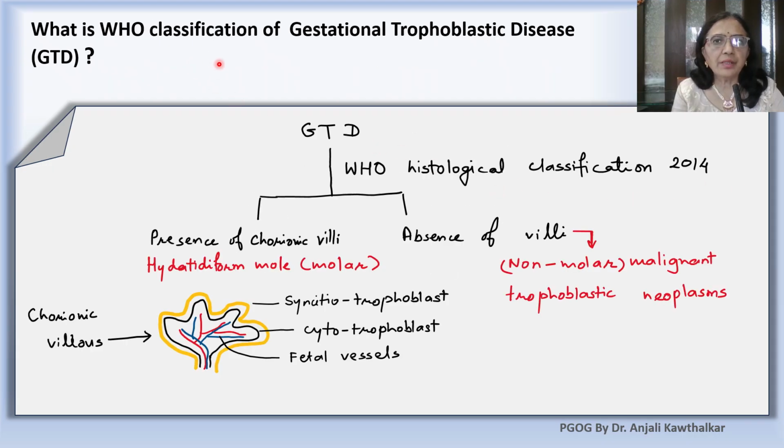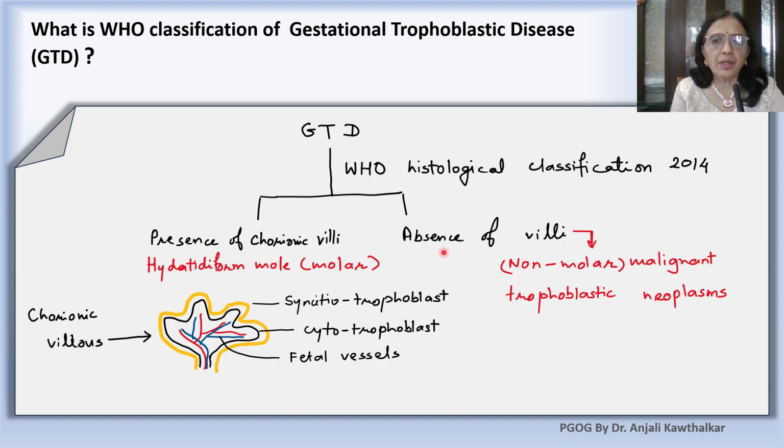How do we classify this? What is the WHO classification of gestational trophoblastic disease? The WHO has introduced this histological classification in 2014 based on the histopathology examination. One category is presence of chorionic villi. All the conditions where chorionic villi are identifiable under the microscope, that is called as hydatidiform mole or molar pregnancy.